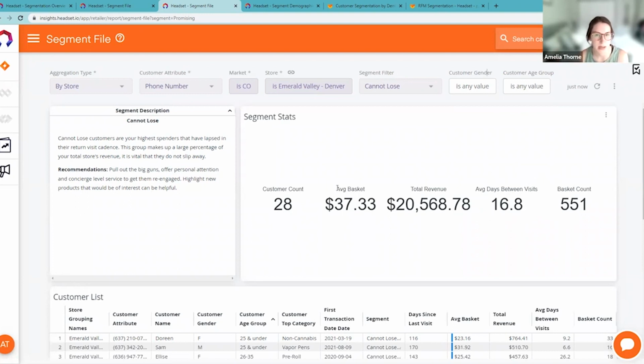Or if you're trying to get them to spend more dollars at your store, you could track this average basket and come back here in a month. Hopefully this average basket would increase if you're doing bundling deals or what have you to increase their basket size. Again, the segment description over here is nice. It's actually pulling directly from this help article and being placed on the dashboard so you can read again what the Cannot Lose customer segmentation looks like and what it means, and the recommendations that we offer to get them or incentivize them to come to your store.